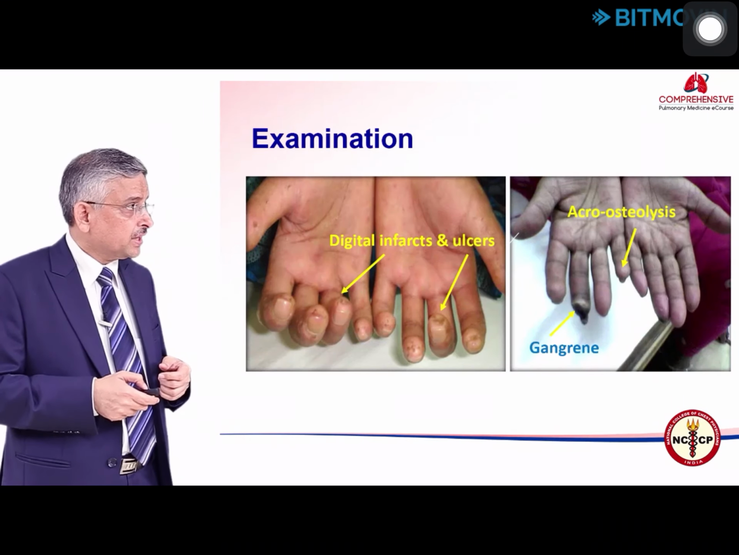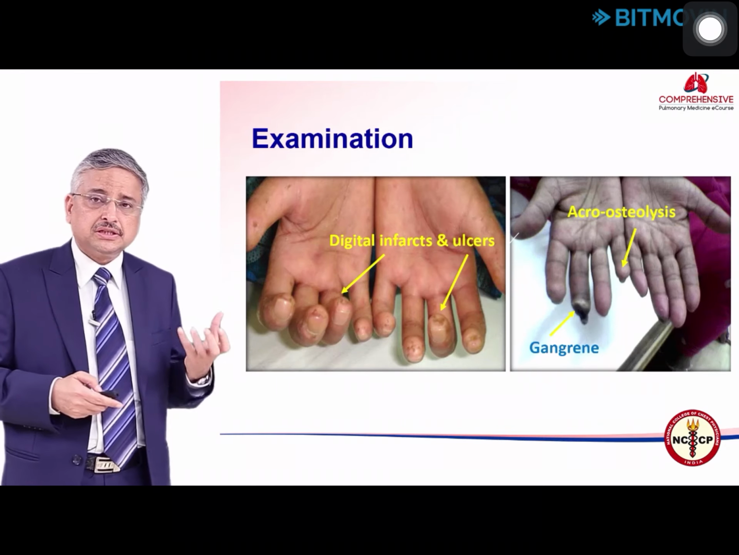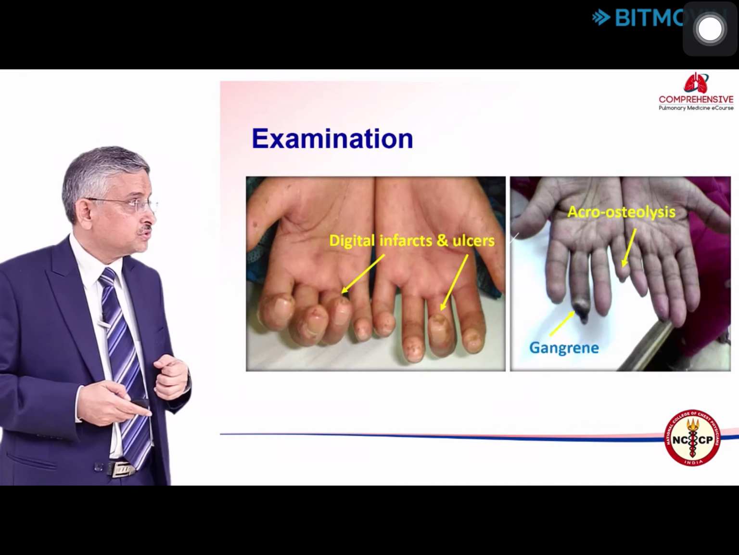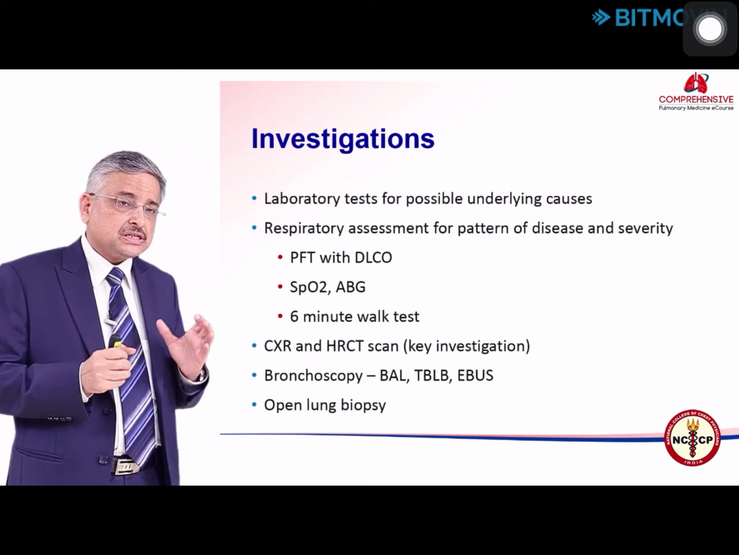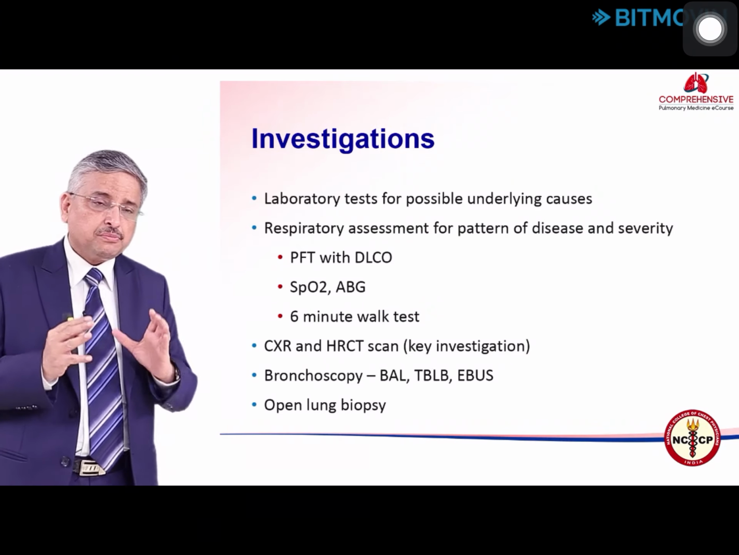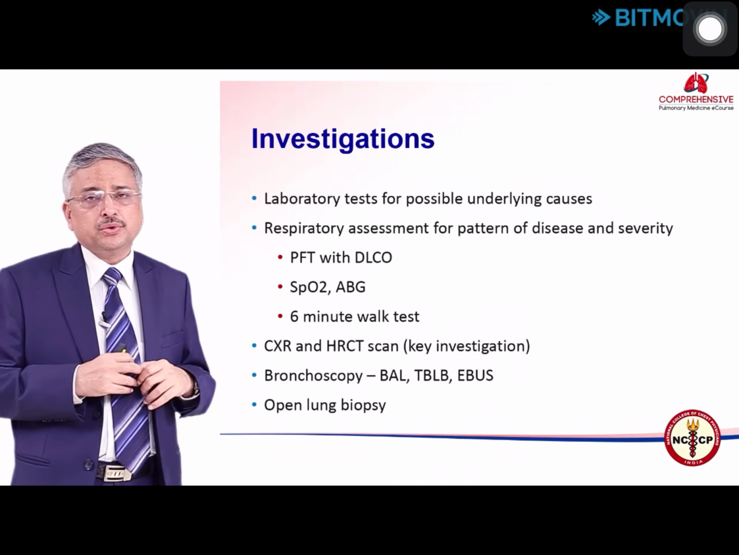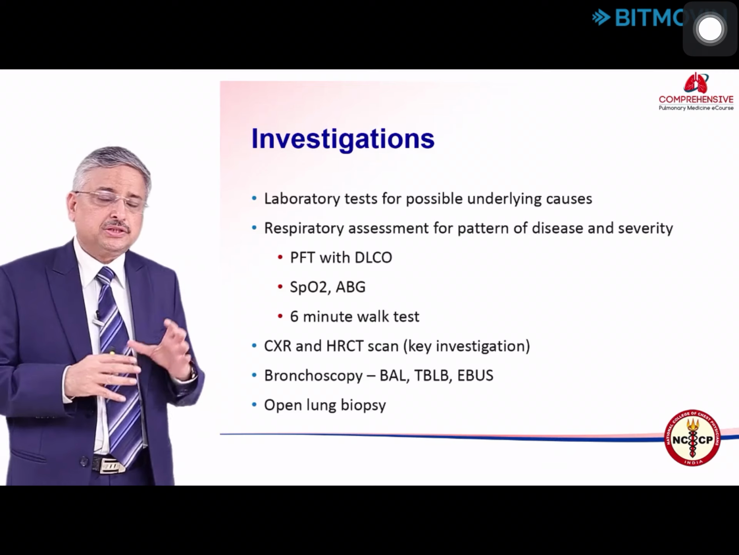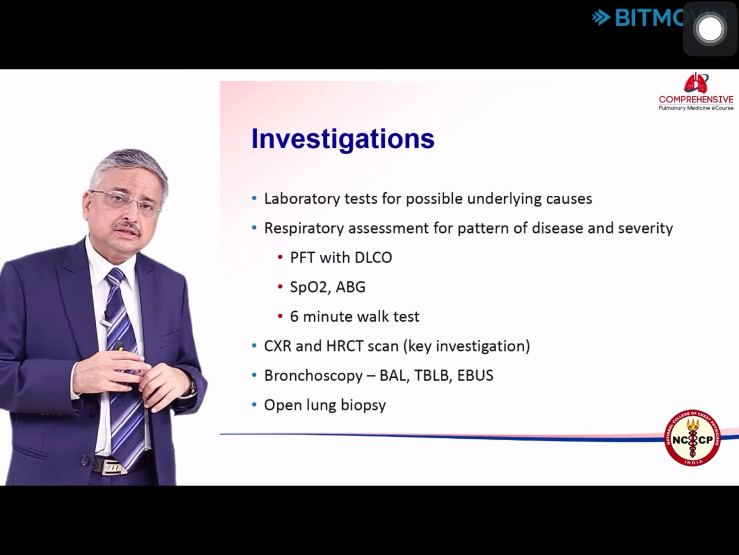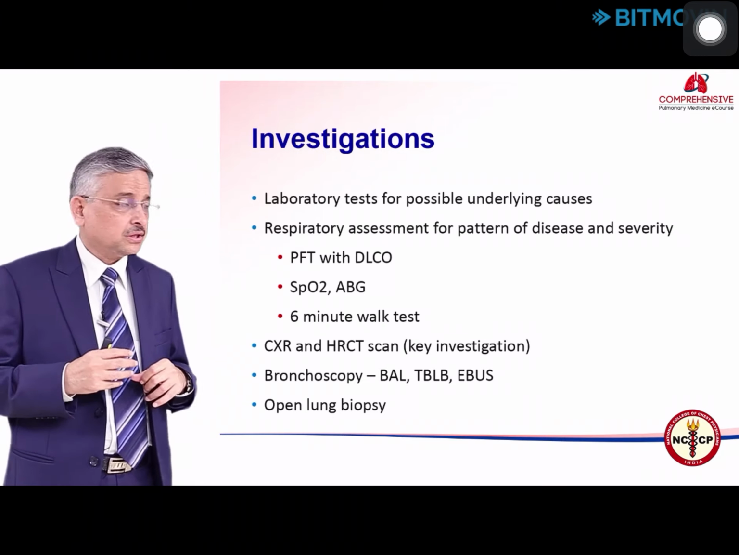You can even look for gangrene, and you can look for digital infarcts and ulcers, and very often this is classically seen in patients with a connective tissue disease. So, this is as far as the evaluation of these patients is concerned. So, very important to take a detailed history of drugs, history of the occupation that they are doing, do a detailed examination, especially the skin and the eye, and a general examination, because that will give you a clue to what could be the underlying cause of the interstitial lung disease.